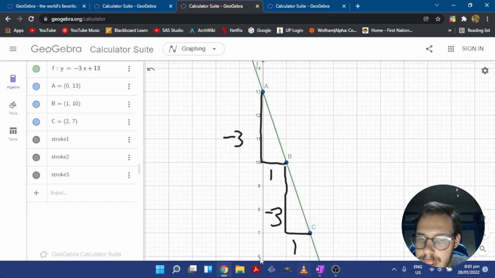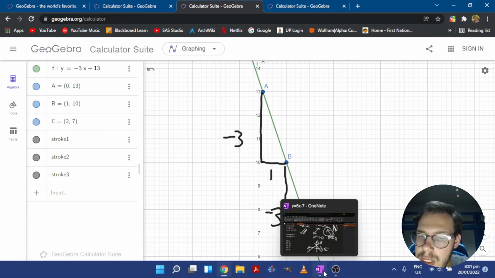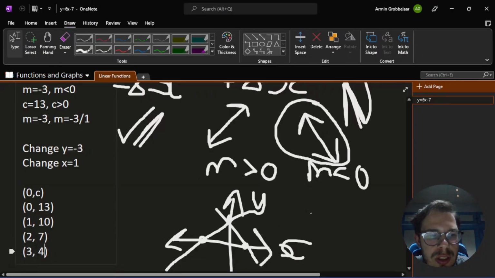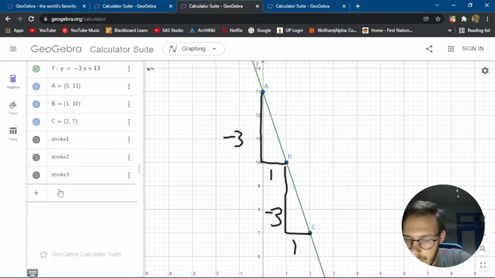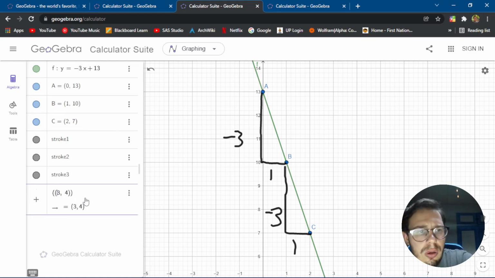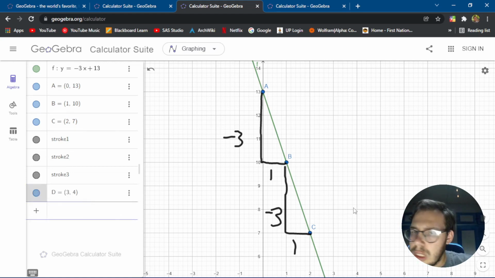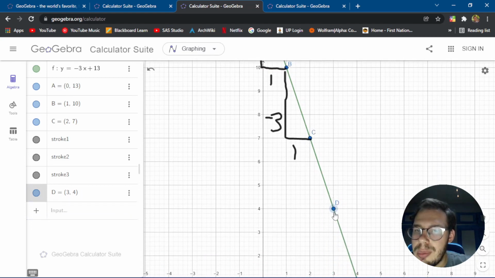So now I'll just put in our final point and show you. So our final point is 3, 4. So if I just put in here, I put in 3, 4, you can see down here is our point 3, 4.